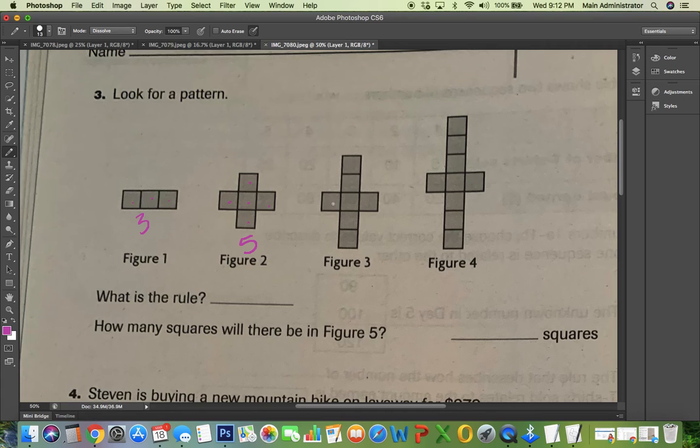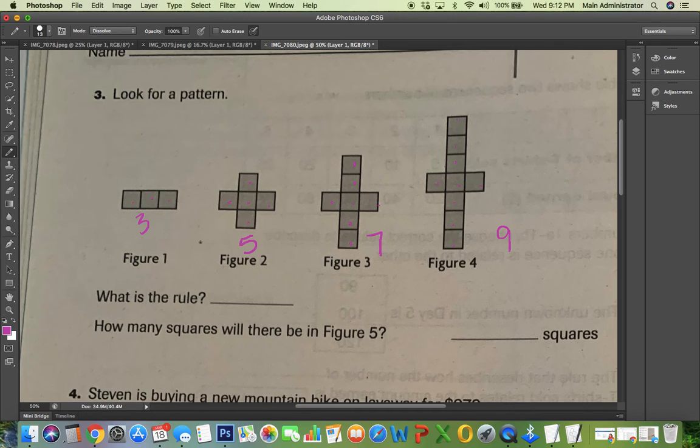I'm sorry, that was figure 2. Figure 3, I have my initial 3, and then instead of adding 1 to each side, I've added 2 to each side. So this is 7. 3, 5, 7. Sounds like I'm counting by odds. This might be 9. Let's check. 1, 2, 3, 4, 5, 6, 7, 8, 9.